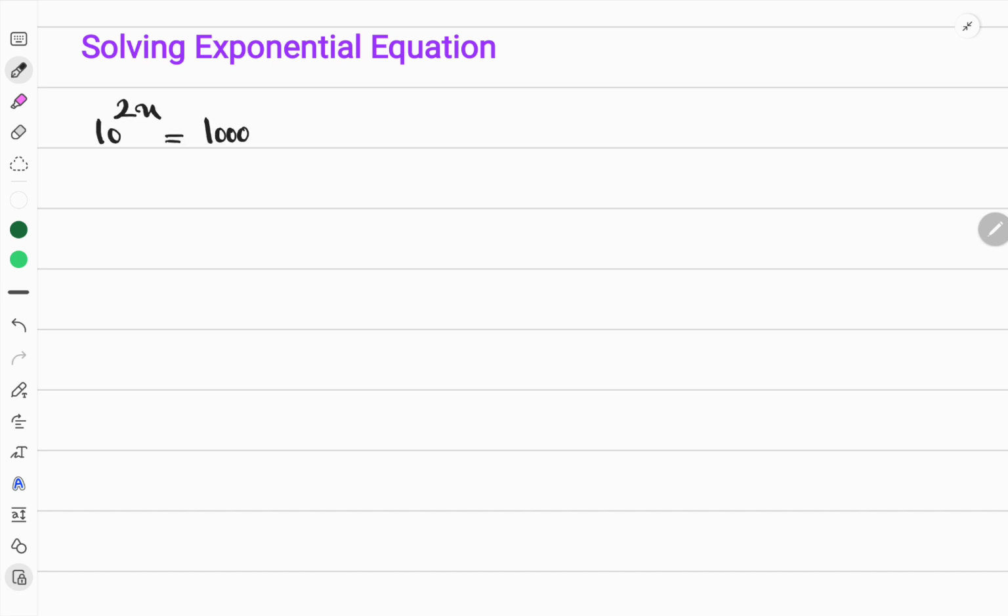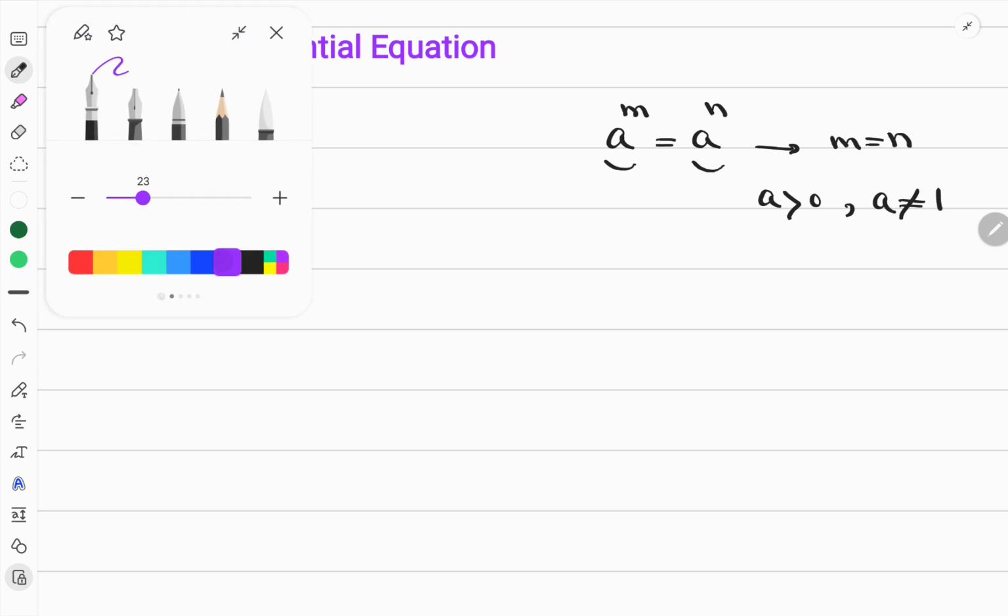The first question is 10 to the power of 2x equals 1000. Before solving this, we know that when we have, for example, a to the power of m equals a to the power of n, when two exponential expressions with the same base are equal, their exponents must also be equal, which means m equals n. But make sure that a is bigger than 0 and it's not 1. By knowing this, we are going to solve this one.